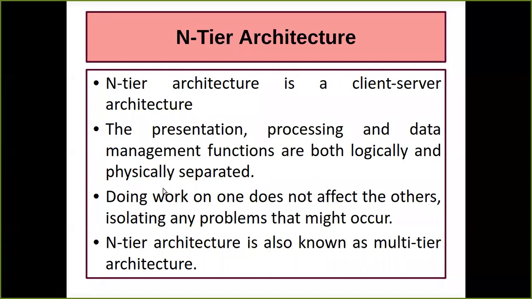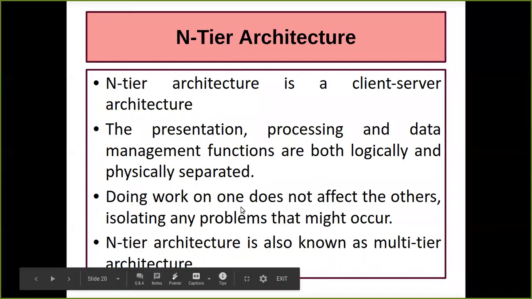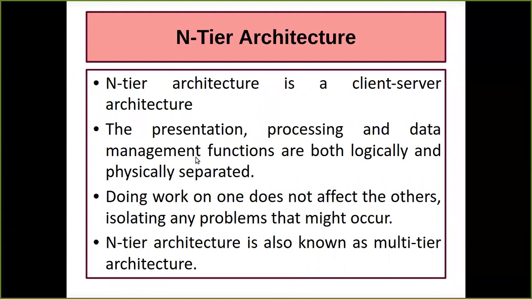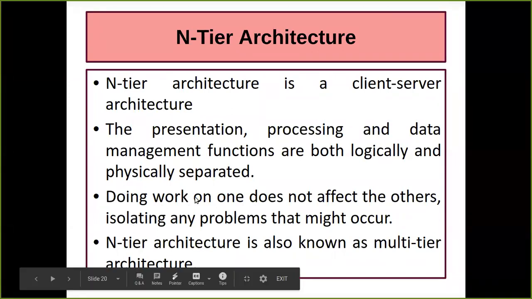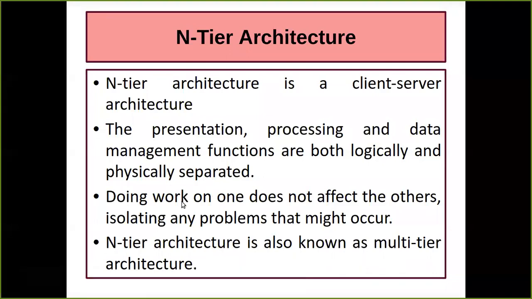Okay, now the database is going to be logically and physically separated from your client tier and from your business tier. So if some problem occurs in my client layer, it is not going to affect the rest of the two tiers at all, because I am just isolating all the three tiers into three different places. Even though they are remotely connected, it is not going to create any problem between any of these three tiers. So n tier is also known as multi-tier architecture.